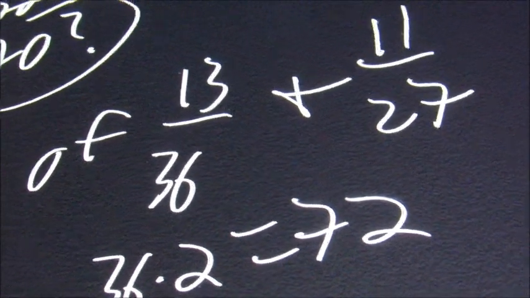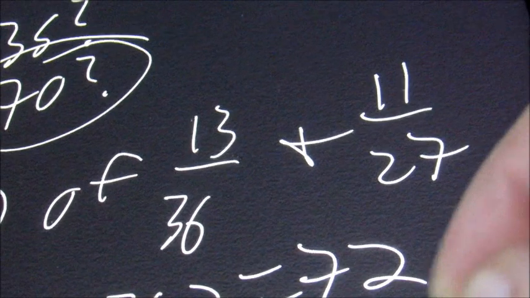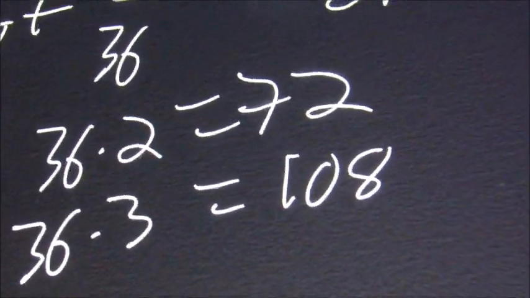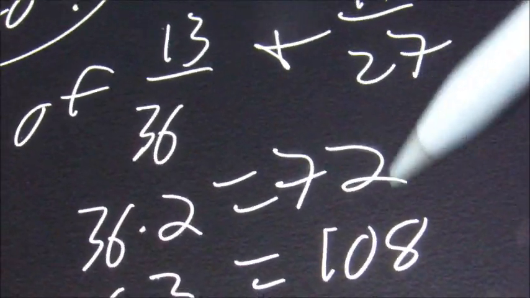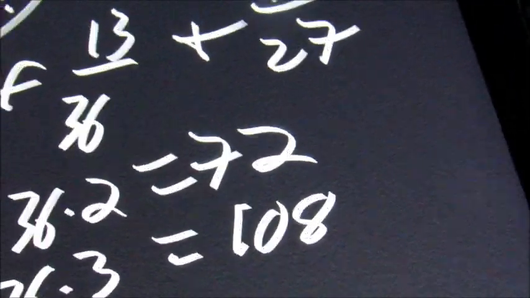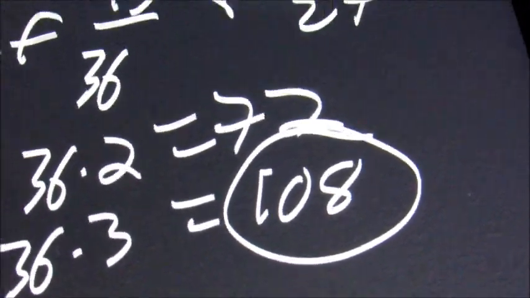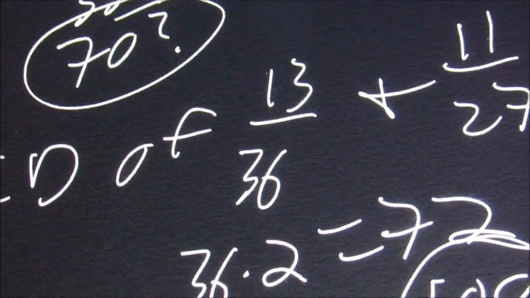27 will not go into 72. 36 times 3 equals 108. And 27 will go into 108 4 times. That part doesn't matter for these first questions, but our least common denominator then will be 108. Okay, then you might have one where it has 14 over 25, 13 over 35, and 7 over 15.